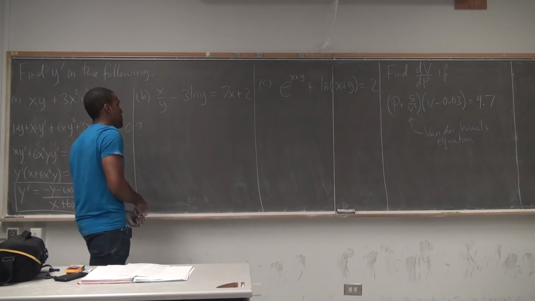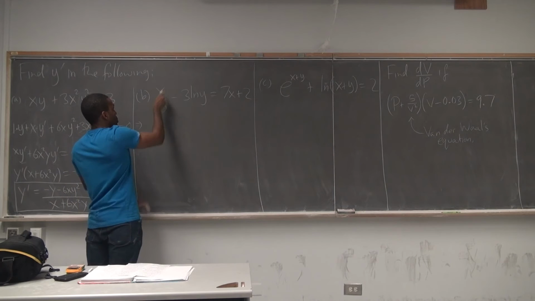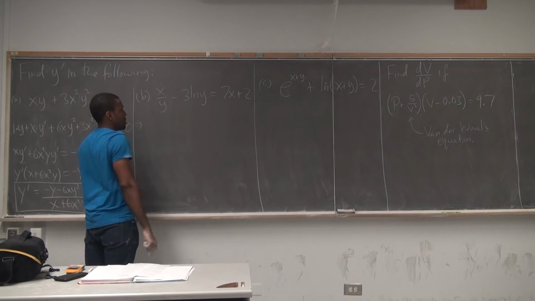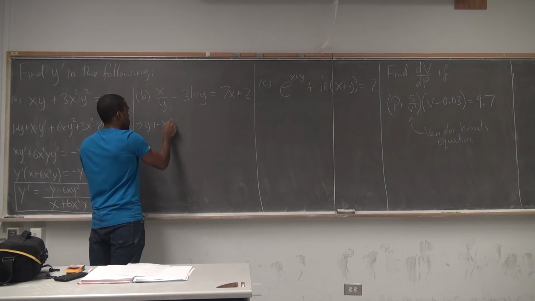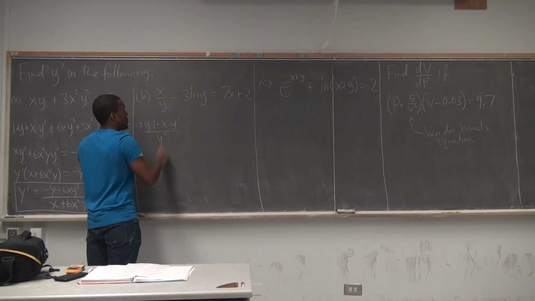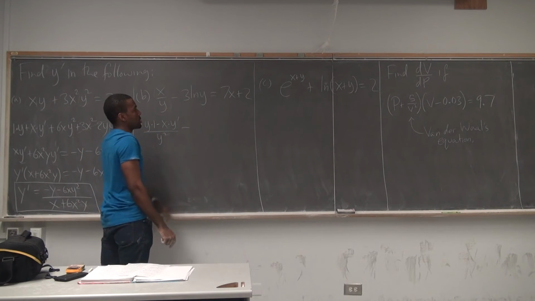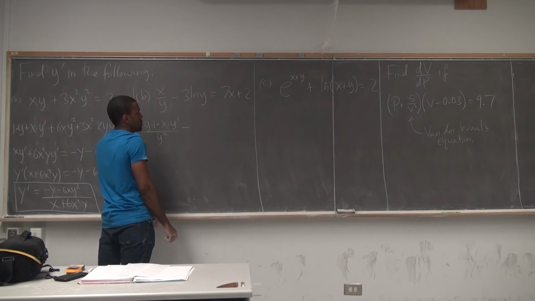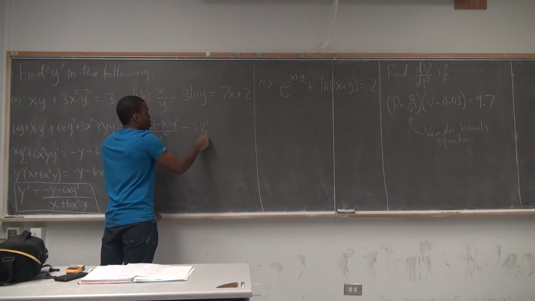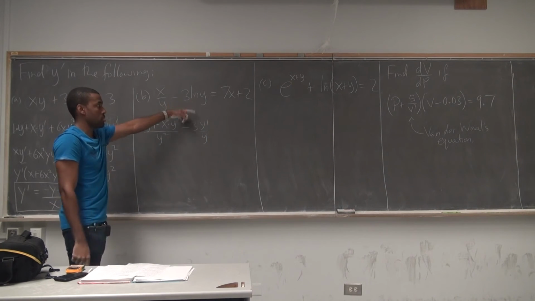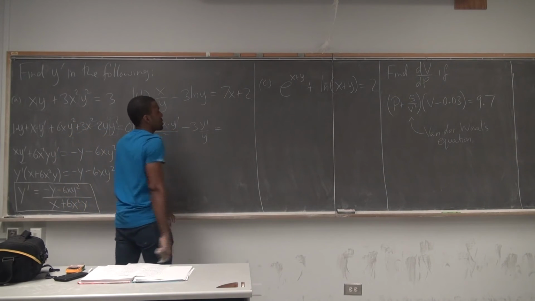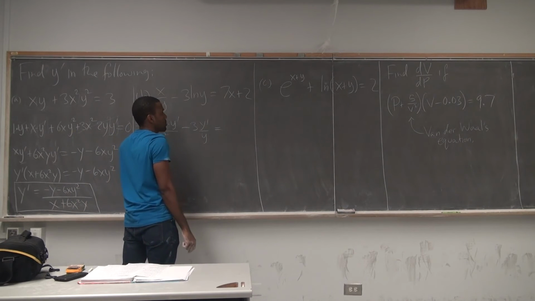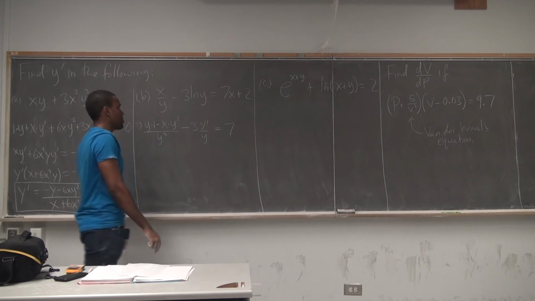Okay, now what? The quotient rule, I have one function divided by another function. So it's going to be the bottom times the derivative of the top minus the top times the derivative of the bottom over the bottom squared, minus the derivative of this: 3 times y prime over y. Remember that rule for ln? Derivative of ln of something is the derivative of the thing over itself, equals 7.